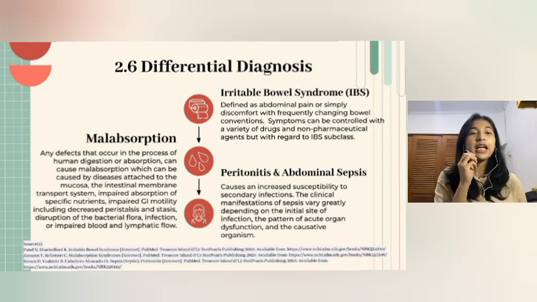Fifth, peritonitis and abdominal sepsis. Bowel inflammation and anti-inflammatory manifestation in the body will provide a response as a result of host-pathogen interactions, with excessive inflammation resulting in collateral tissue injury. This response is called sepsis, which causes an increased susceptibility to secondary infections.